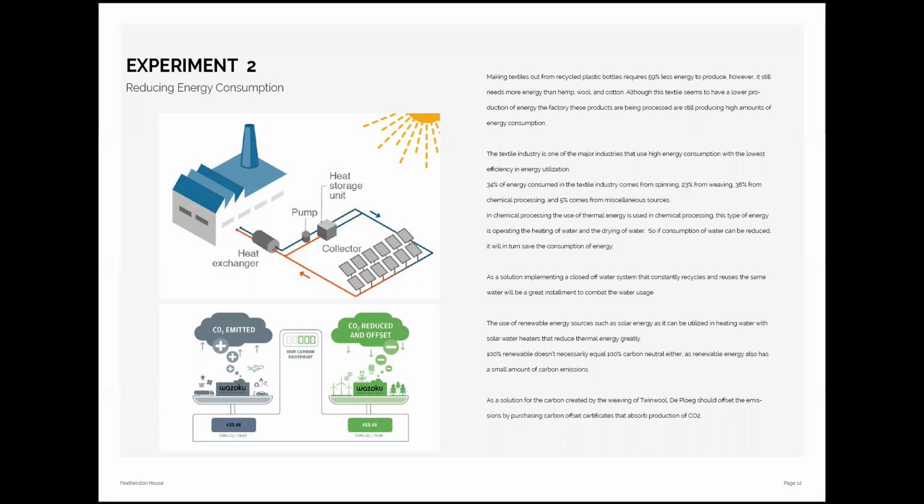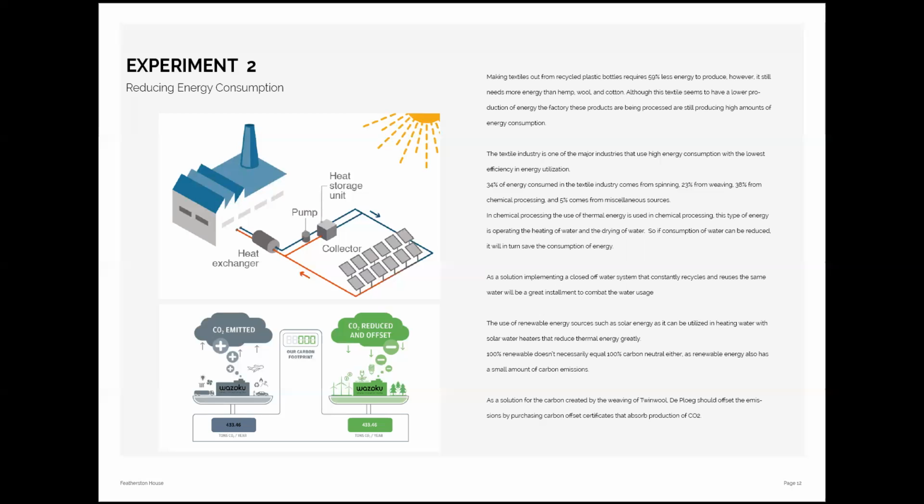So the textile industry is one of the major industries that uses high energy consumption with the lowest efficiency in energy utilization. 34% of the energy consumed goes towards spinning of the fibers, 23% is weaving, 38% is from chemical processes, and 5% is from miscellaneous sources. So with 38%, chemical processing is the highest one.